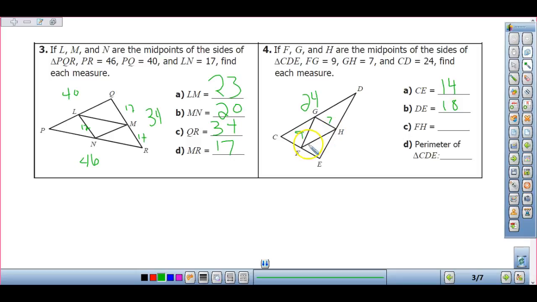And FH is going to be half of CD. So that's 12. So we said DE was 18. We said CE was 14. They want the perimeter of CDE. So we got to add up those 3 sides. And we are going to get 56 when we add up those 3 sides. Okay?